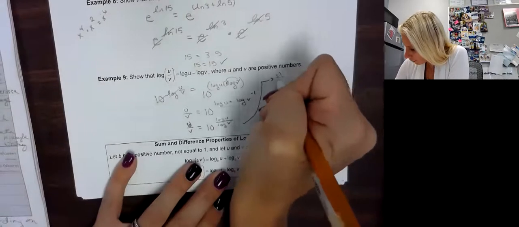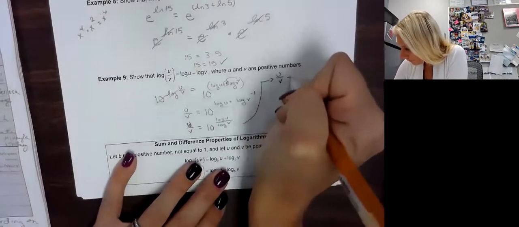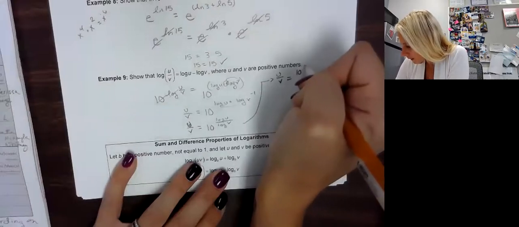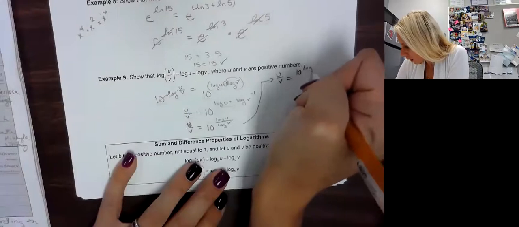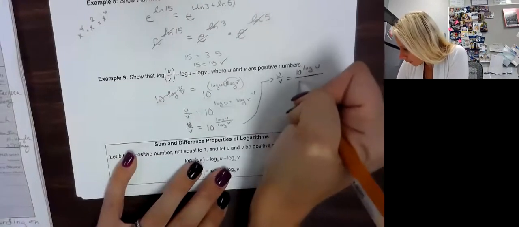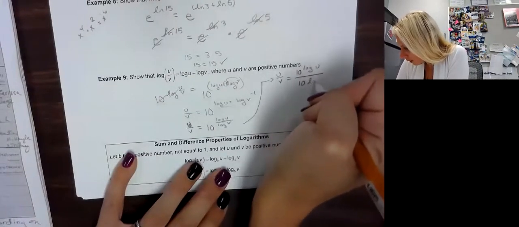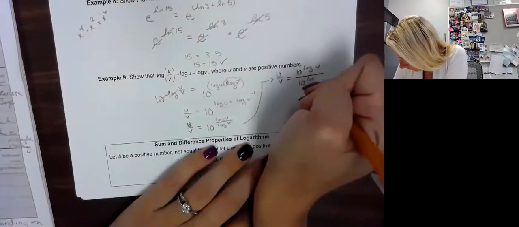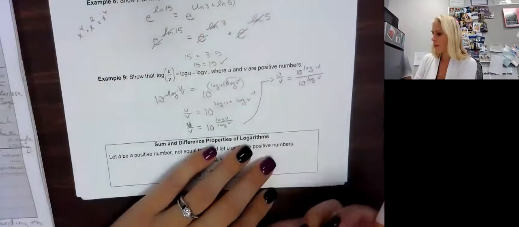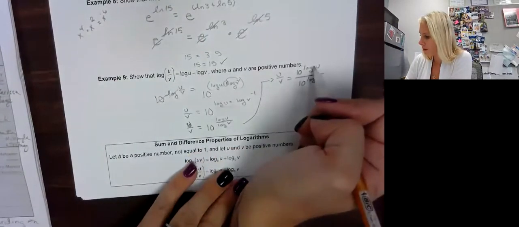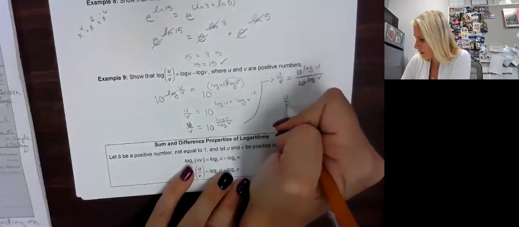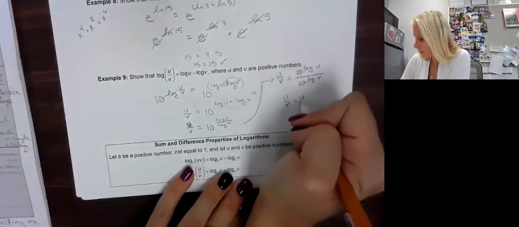We still have u over v on this side. That's what we're trying to get. So now I'm actually going to separate this to 10 to the log u all over 10 to the log v. Be careful when you guys are writing too that you want it to be an exponent, because you will get marked off for that. And then what do you know? 10 and log, they cancel. We get u over v equals u over v.